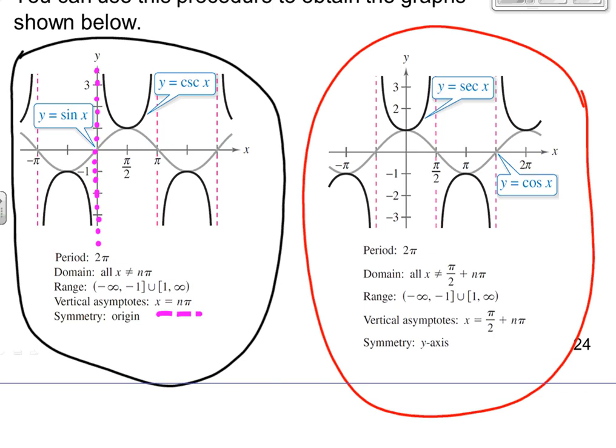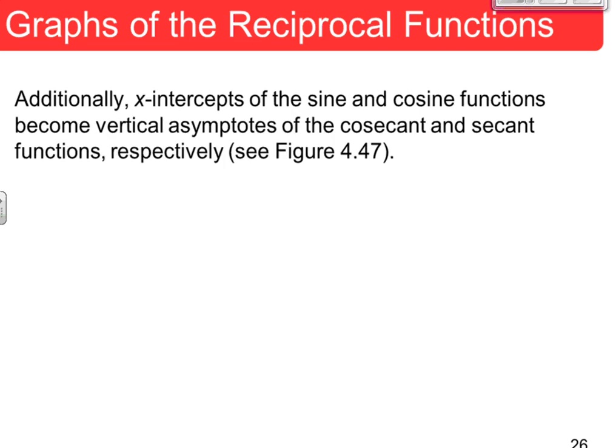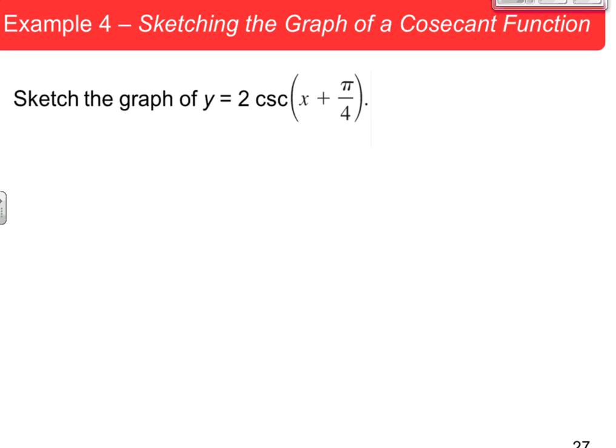Okay. So then this just gives a little bit of information. We just looked at this. I'm not going to read through that. You can read about the hills and the valleys. And the x-intercepts become vertical asymptotes. We've talked about that.